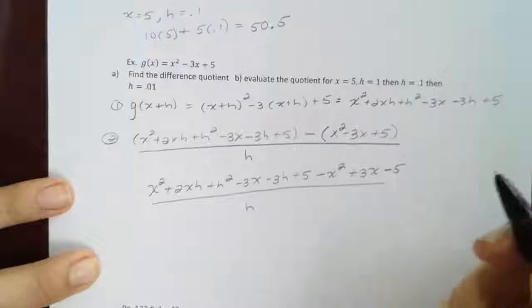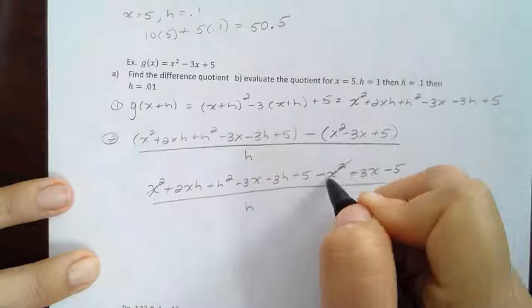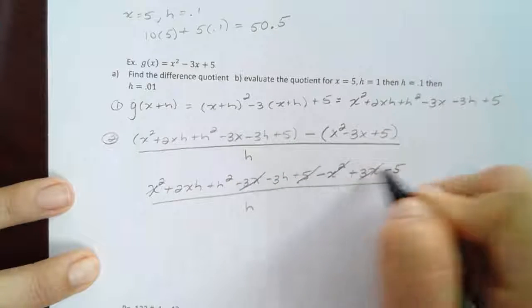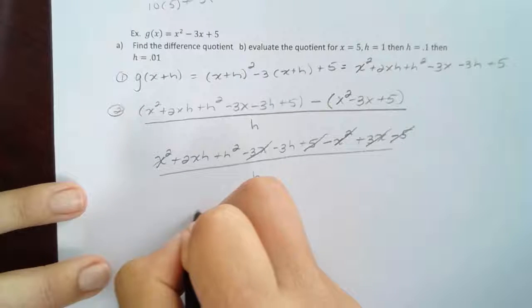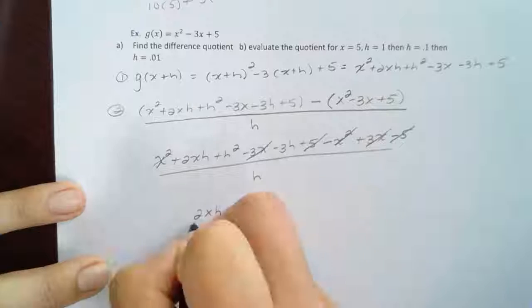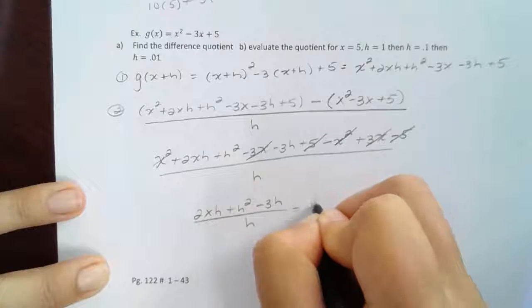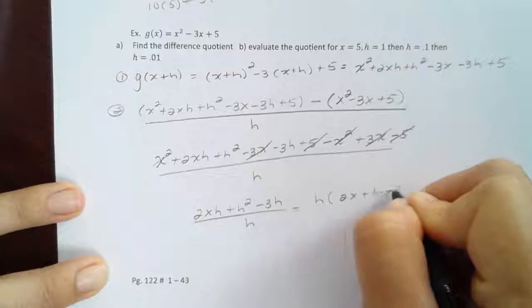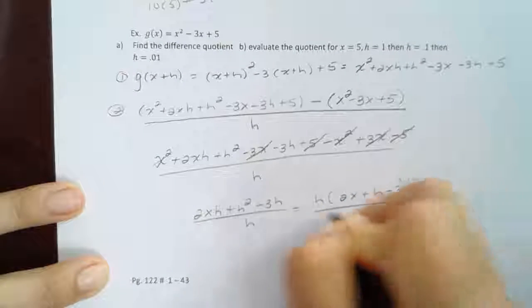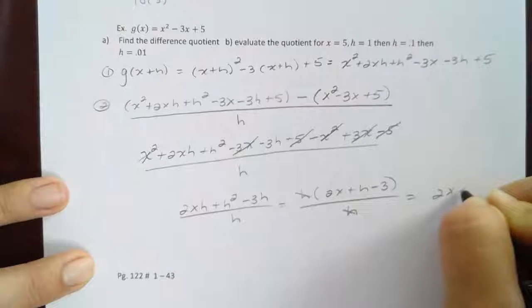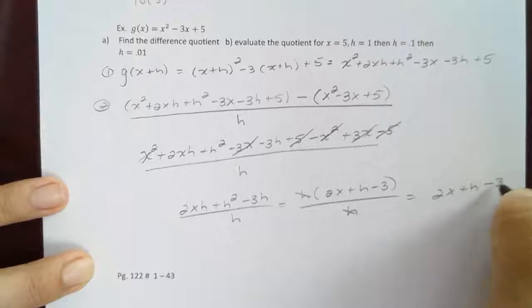Let's go ahead and combine like terms. We've got a pair of opposites here. Those cancel away. A pair of opposites here and a pair of opposites there. So all that's left is 2xh plus h squared minus 3h all over h, factoring that common h out in the numerator, and then canceling it away, leaves us with 2x plus h minus 3.